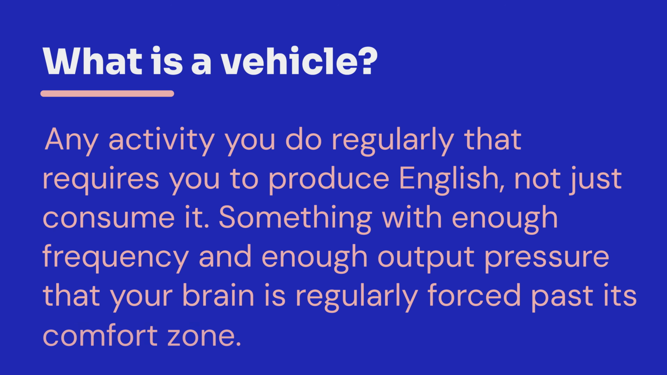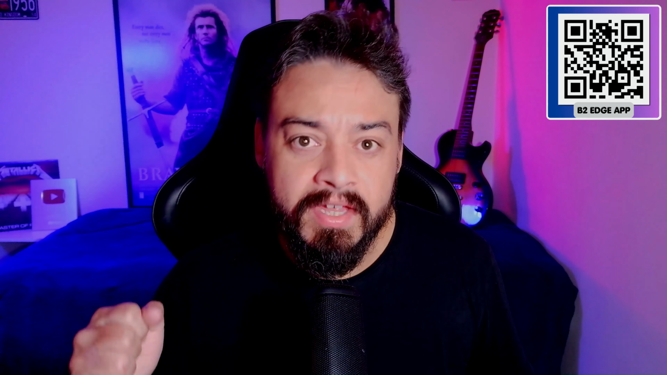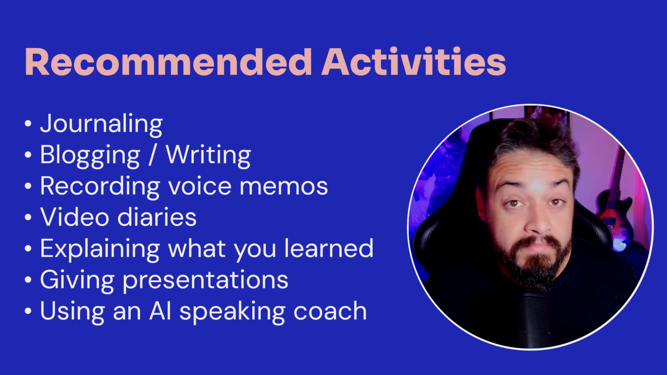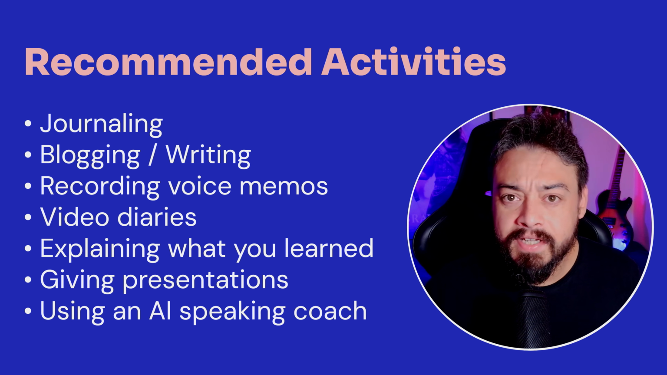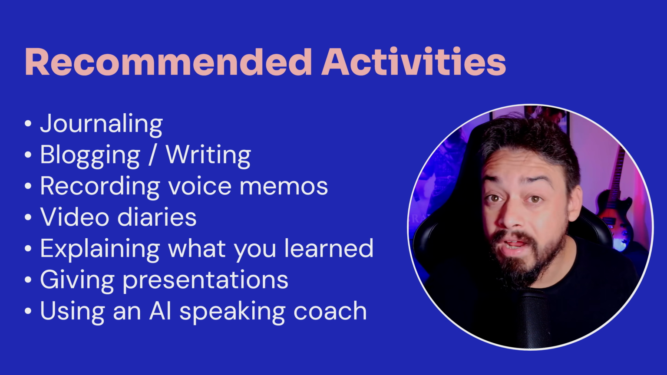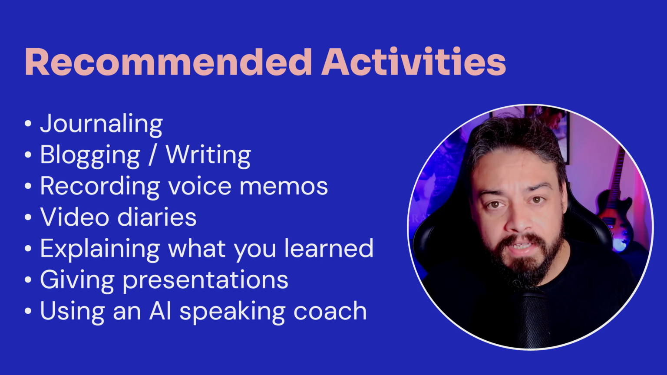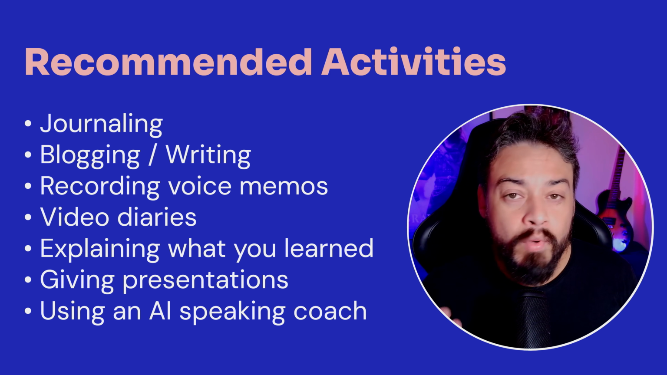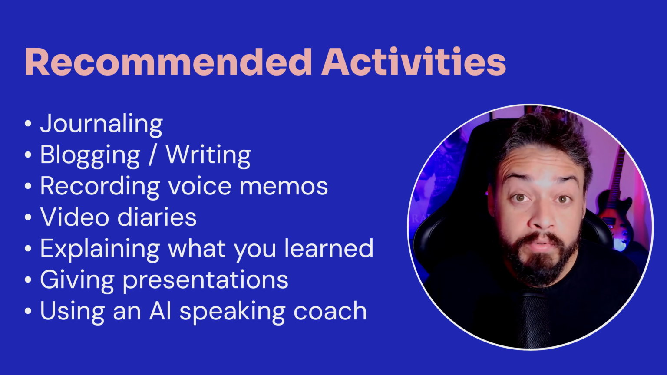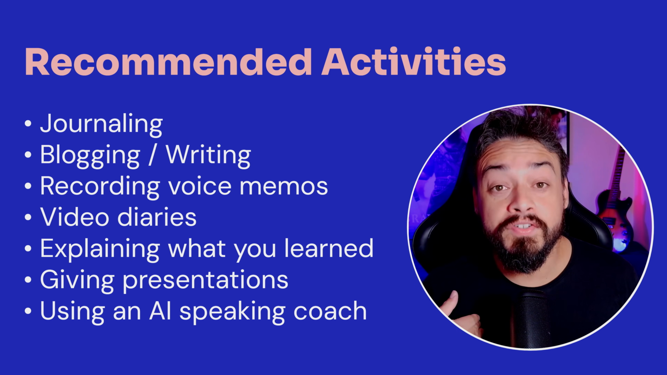A vehicle is any activity you do regularly that requires you to produce English, not just consume it. Something with enough frequency and enough output pressure that your brain is regularly forced past its comfort zone. Here are some examples. Journaling in English daily, that's a good idea. Not summarizing your day, but arguing a position, describing something precisely, exploring an idea. Blogging, writing short articles, short stories, even privately, just for yourself.